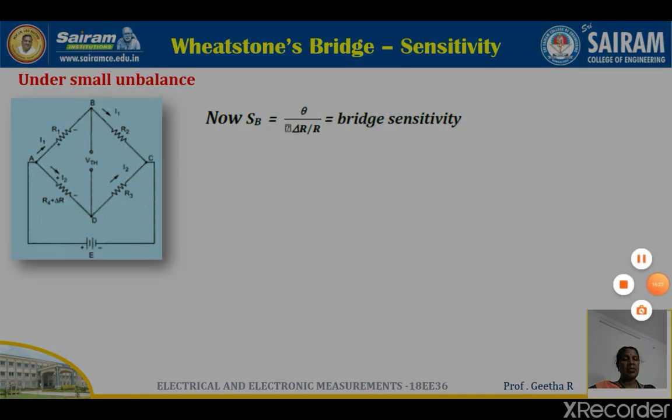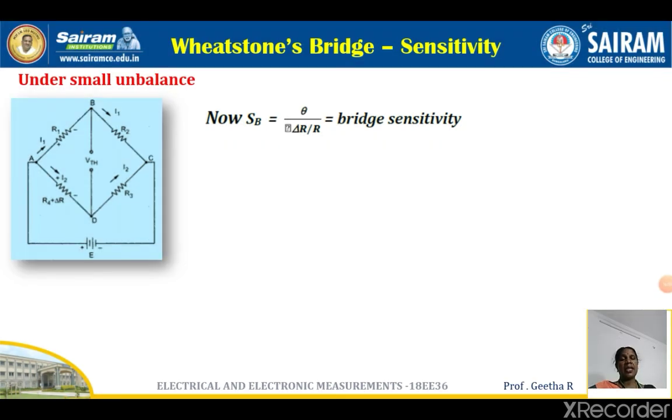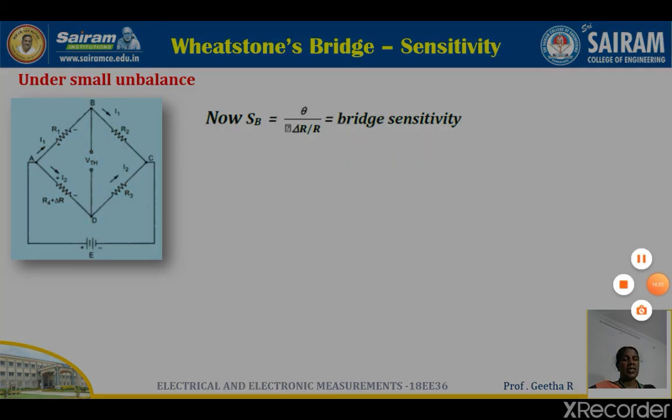We'll see in the next class how the R equivalent is calculated, and accordingly what is the sensitivity of the bridge.